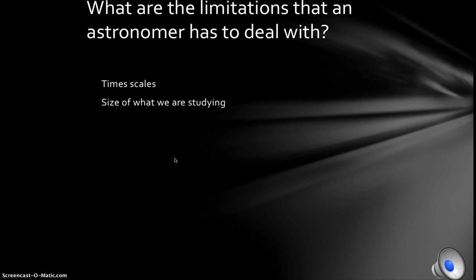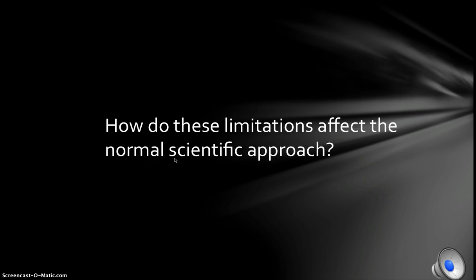Also, astronomers are dealing with things that are very large. You cannot bring a solar system into a lab, a planet, a star. All of these things are very, very large. So how do these limitations affect the normal scientific approach?